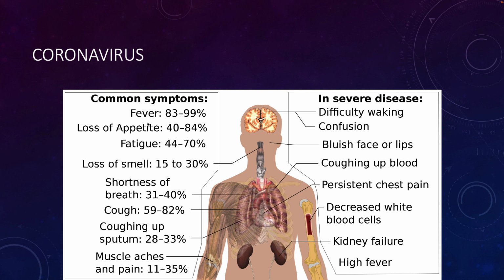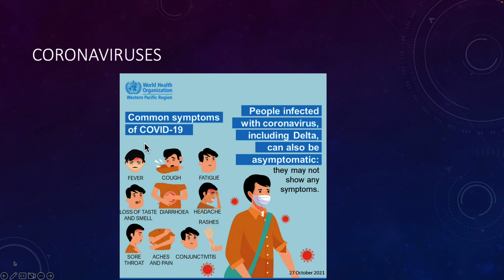So here's our common symptoms. Again, if you've had COVID-19, you've probably experienced this: fever, loss of appetite, tiredness. A lot of patients will experience loss of taste or smell. Sometimes that takes a while to come back. Cough with mucus, muscle aches and pains. And then these are more serious, more severe disease symptoms. Again, this was from the World Health Organization. This came out towards the end of 2021 when the Delta strain was going around. Lots of people can be asymptomatic.